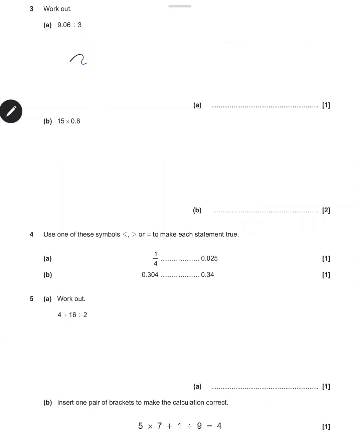Question 3, we've got to work out 9.06 divided by 3. You might be able to just work that out mentally. If not, do bus stop. How many 3's into 9? The answer is 3. Decimal point, decimal point. 3's into 0 is 0, and 3's into 6 is 2. Your answer is 3.02.